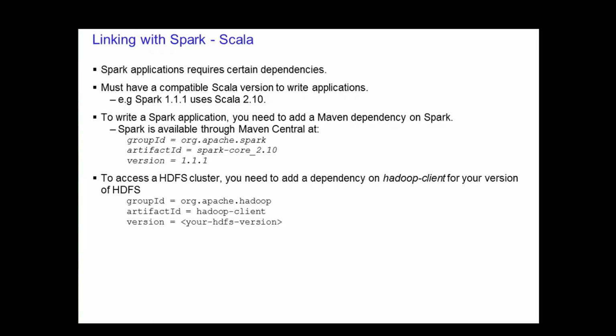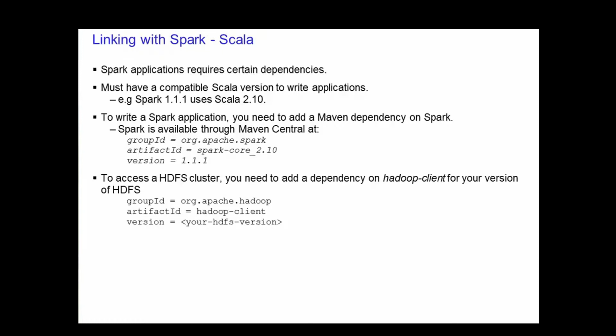Each Spark application you create requires certain dependencies. The next three slides will show you how to link to those dependencies depending on which programming language you decide to use. To link with Spark using Scala, you must have a compatible version of Scala with the Spark you choose to use. For example, Spark 1.1.1 uses Scala 2.10, so make sure that you have Scala 2.10 if you wish to write applications for Spark 1.1.1.